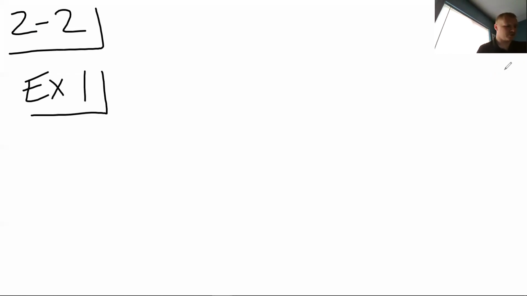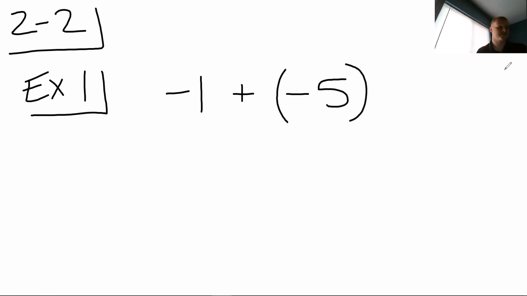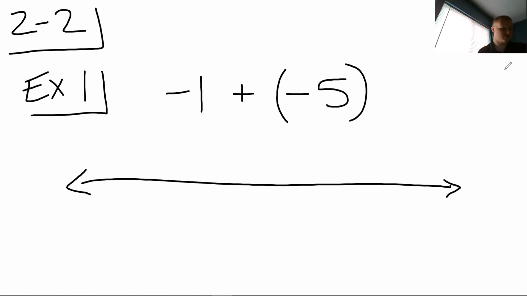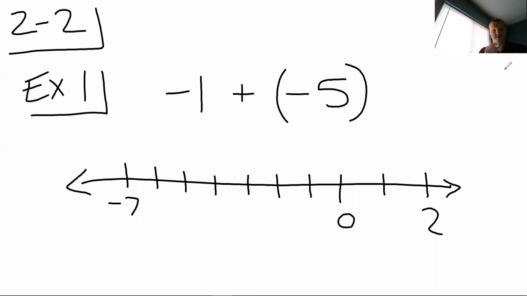Example 1. Add integers using a number line. Oh, this is fun. Find -1 plus (-5). On a number line, I'm going to draw out my number line, with -7 on one end all the way up to 2: -6, -5, -4, -3, -2, -1, 0, 1, 2. I'm always starting at 0, so I'm going to put a point right there.